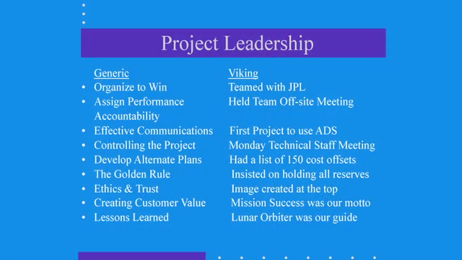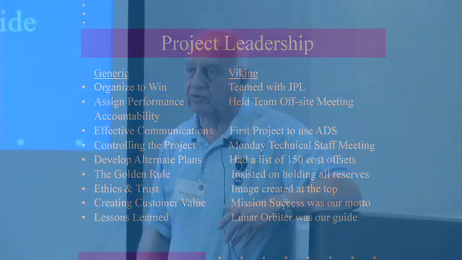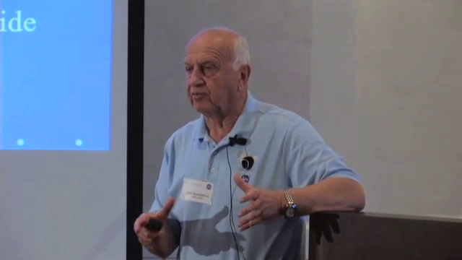Develop alternate plans. We had a list of 150 cost offset items. Now, it was a very large program, and we didn't dream of the money we were going to save in the operational phase. We talked about what we could do next week to still meet the mission success criteria, but change the way we were approaching solving that problem and fix the problem that was at hand.